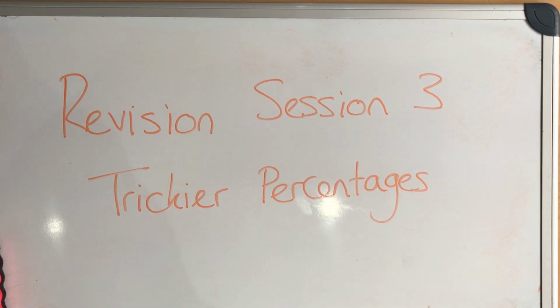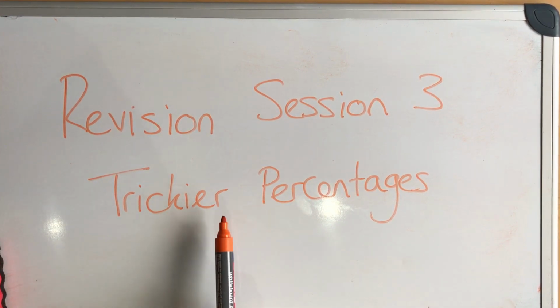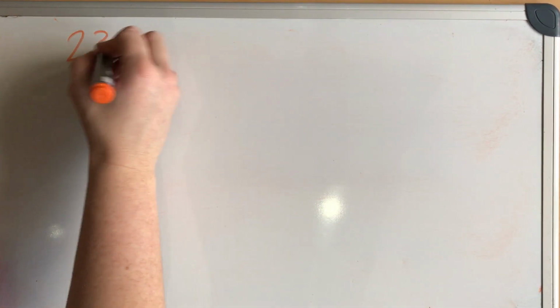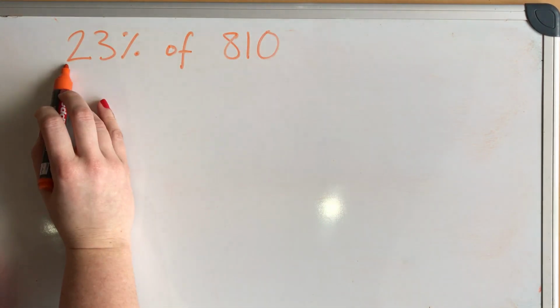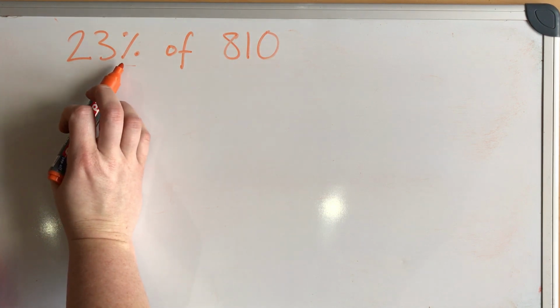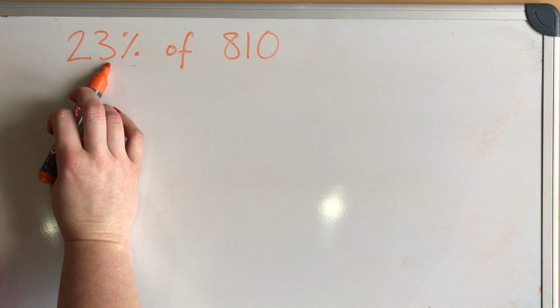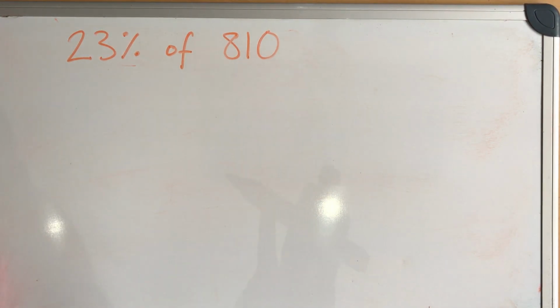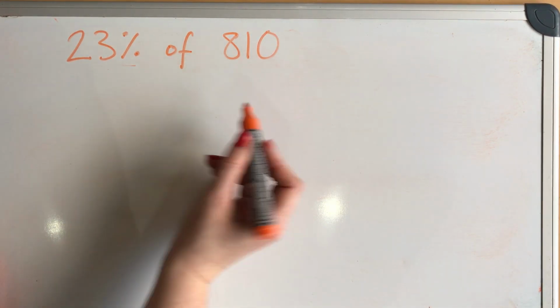So for the second part to revision session 3, we're still looking at percentages, but these ones are a bit trickier. And the reason they're trickier is because they're not necessarily going to give you multiples of 10 as your percentage. So for example, they might have 23% of 810. So I can't simply find 10% and then multiply it because this isn't a multiple of 10. I could find 10% and 1% and partition it like that, but actually there's a lot faster way.